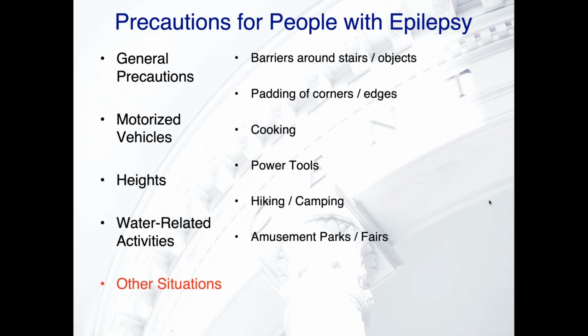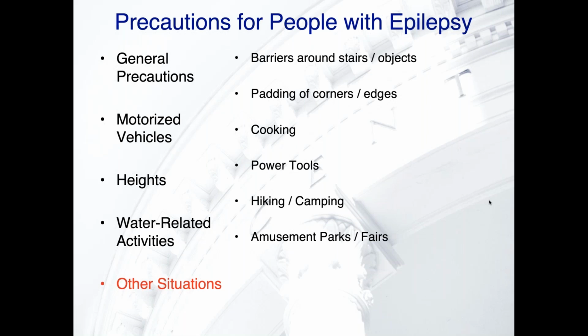Other situations. It's good to do a survey of your house and look around and make sure that there are barriers around objects that people can hurt themselves in. So barriers around stairs, barriers around fireplaces, making sure that the edges of tables, edges of counters, that they're padded. Cooking is something that people should be careful of, especially if there's cooking with a gas stove or open flame. You can envision a situation in which someone is cooking and they have a seizure and they fall into the stove. Or you could envision a situation where they're cooking and when they have a seizure or they have some manner of convulsion, that they tip what they are cooking.